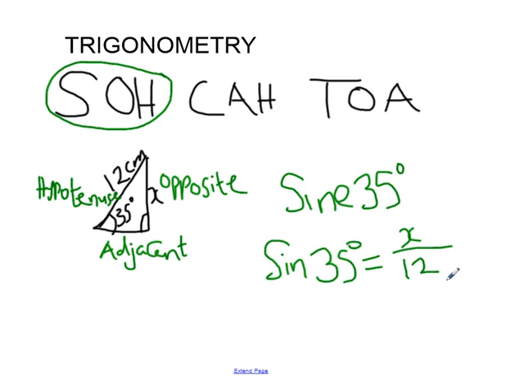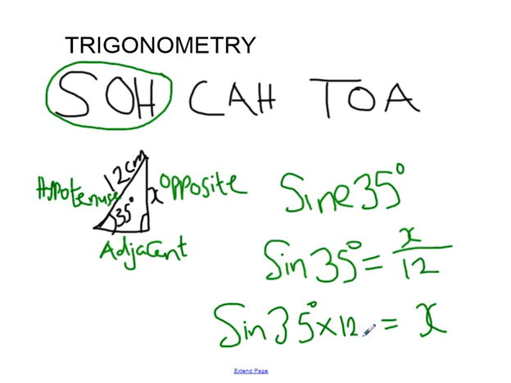Now, to find x, it's very important we know that we have to eliminate this 12 here. Because the operator between the letter and the number is a divide, we need to eliminate 12 by multiplying by 12. So if I multiply this bit by 12, I'll be left with just x. Now I've got to multiply this bit by 12 as well. So I'm going to write sine 35 degrees times 12 to get my x.